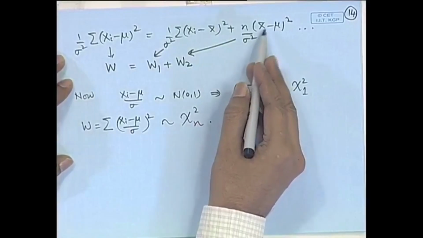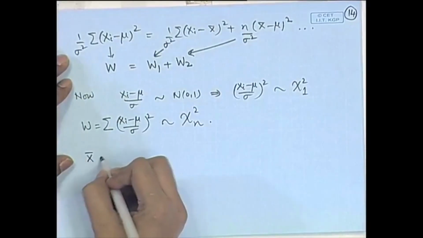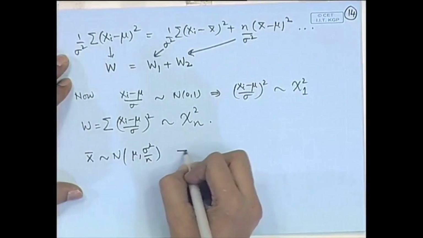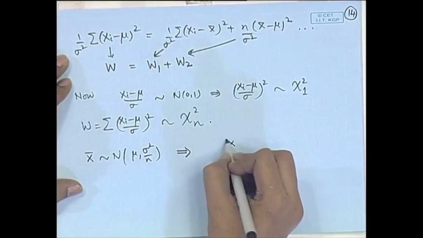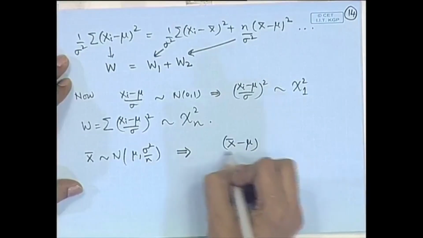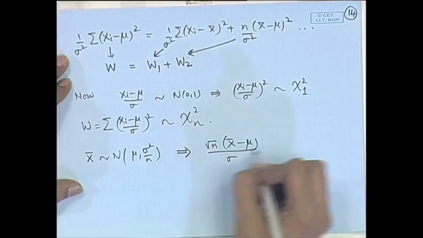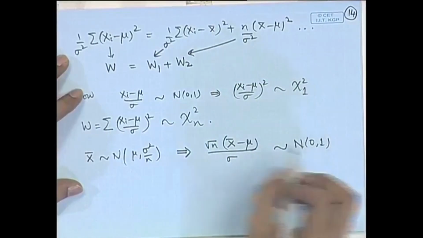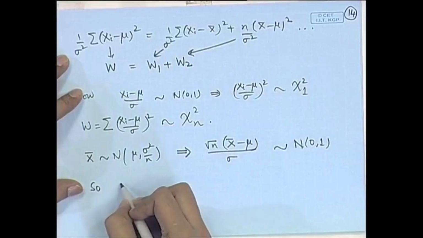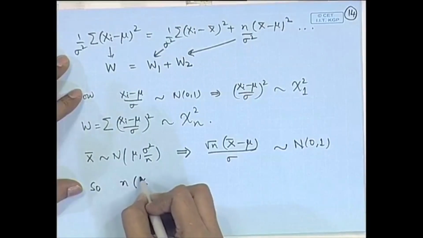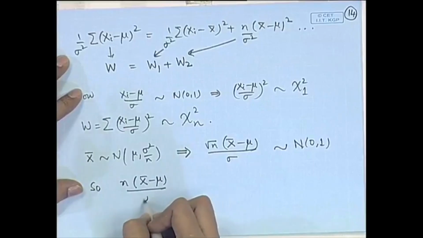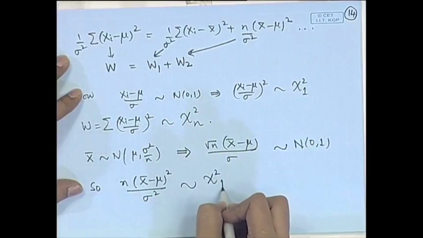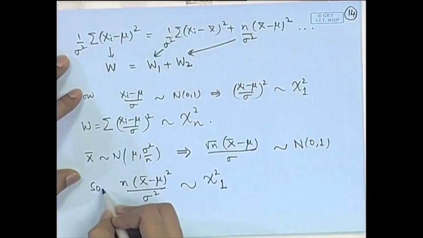Further, the distribution of x bar is normal mu, sigma square by n. So, from here we conclude that (x bar minus mu) root n by sigma will follow normal 0, 1 distribution. So, if I take the square, (n (x bar minus mu) by sigma) whole square, this will follow chi square distribution on 1 degree of freedom. This is w 2 variable.